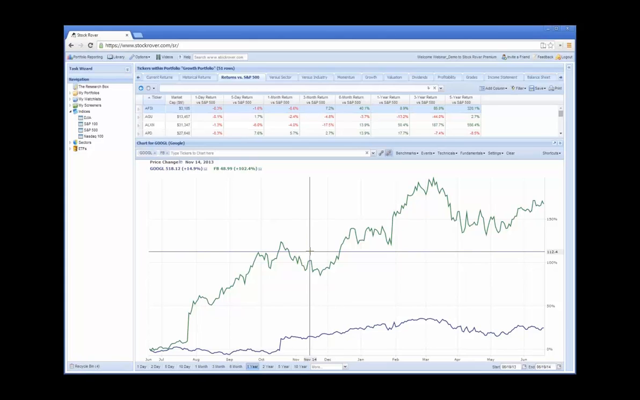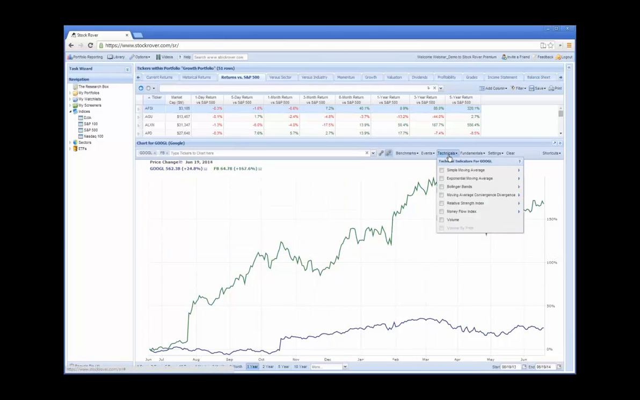I'm going to start with the moving averages. If you go to technicals, you'll see a list of technicals, and the first one is the simple moving average, which I'm going to mouse over, and you can see a little description there.